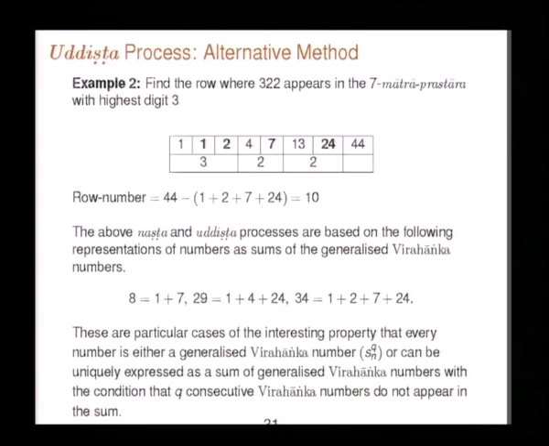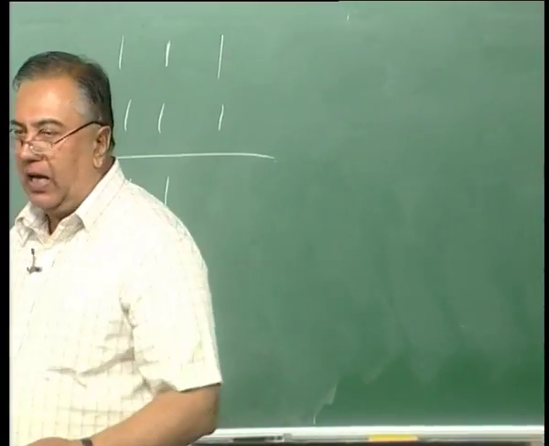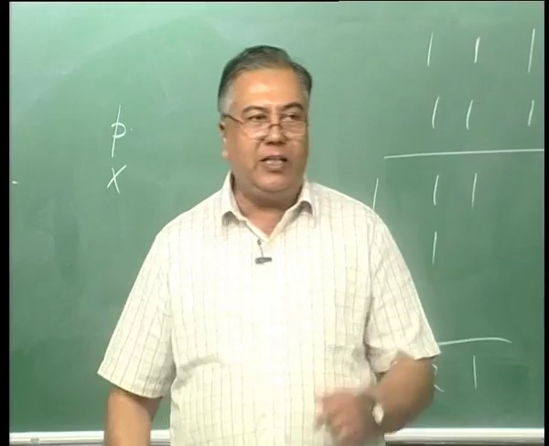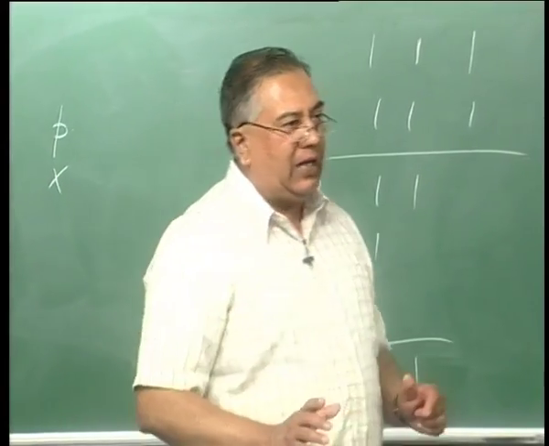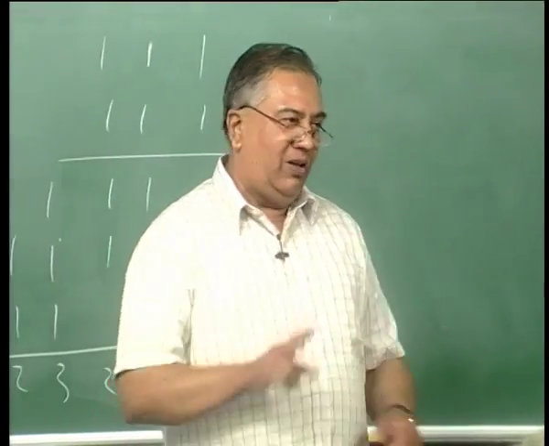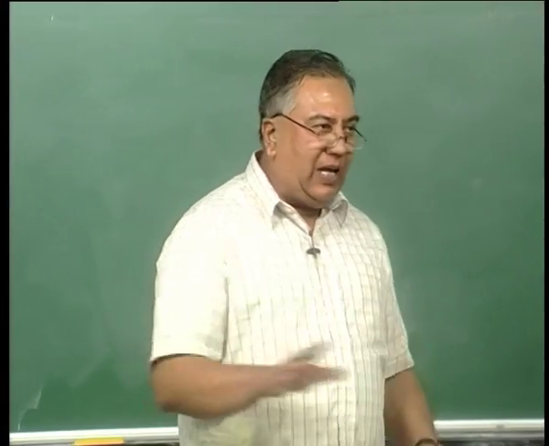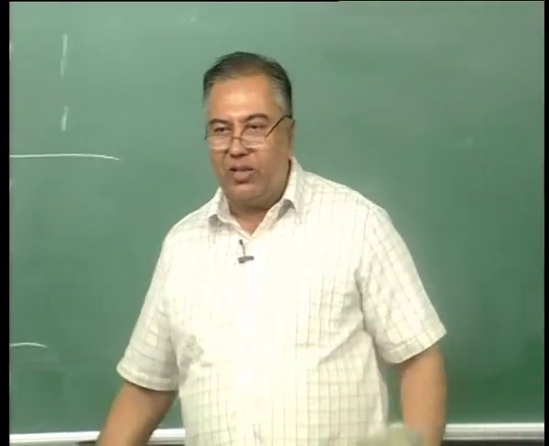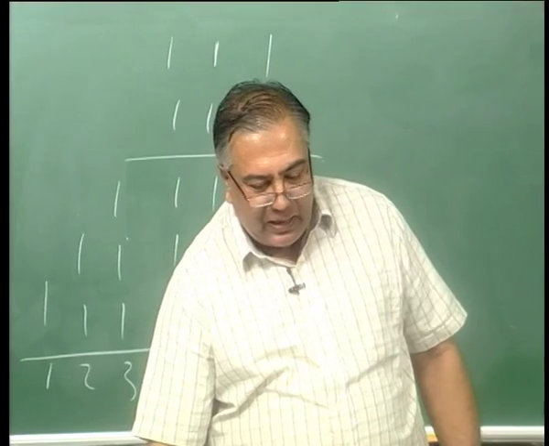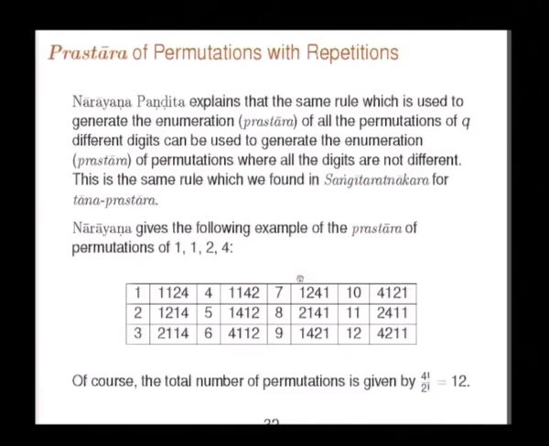The theorem is something like this, that every number is either a generalized Virahanka number or it can be written uniquely as a sum of the generalized Virahanka numbers, with the condition that q consecutive Virahanka numbers will not appear in this sum. So, when q is equal to 2, 2 consecutive Fibonacci numbers will not appear. When q is equal to 3, 3 consecutive Virahanka numbers will not appear. So, like that. This is the general result which is behind this Unmeru and this Nashta and Uddishta process.